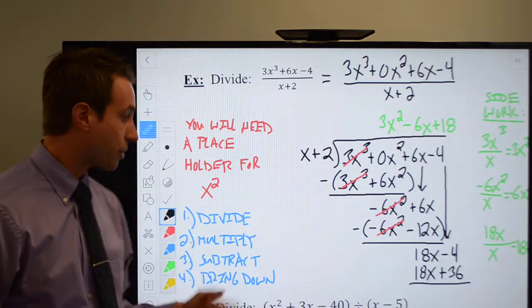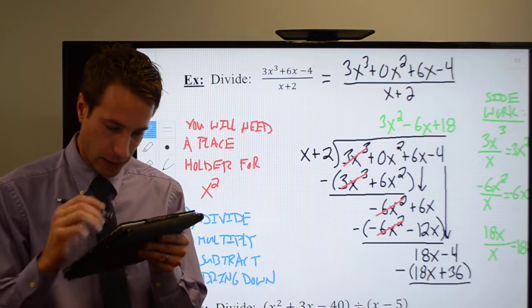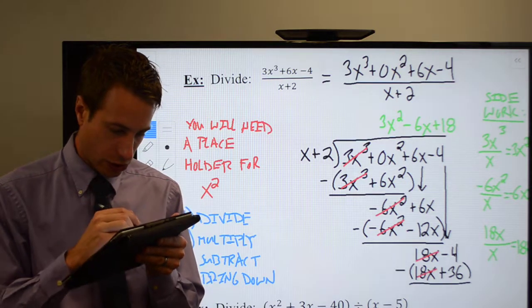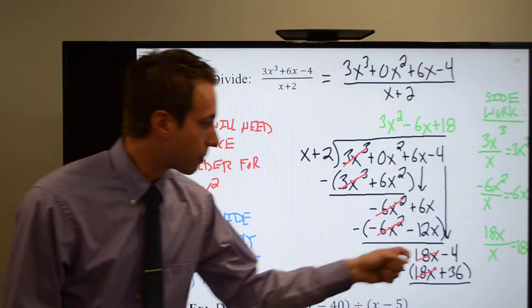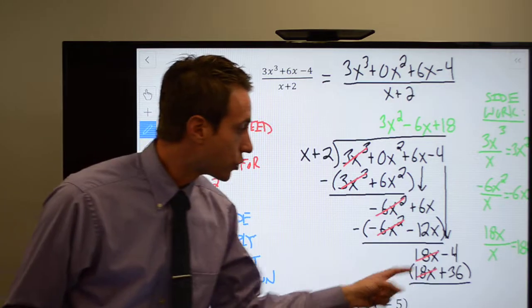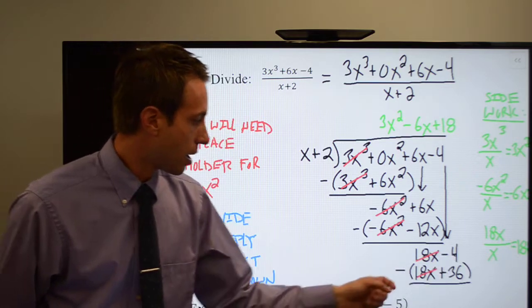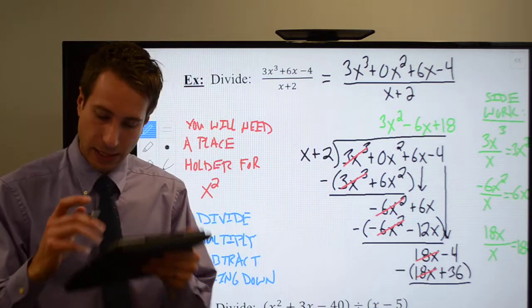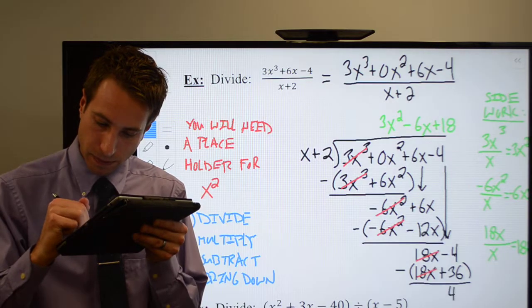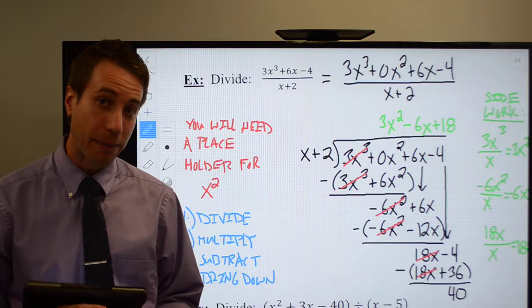That brings me to subtract. Don't forget to distribute your minus sign. Those guys are going to cancel each other out because a positive 18x minus 18x is 0. Distribute the minus sign, so negative 4. Let's see, minus 36 gives me 40. Okay, I don't have anything left to bring down, so I'm done, right?